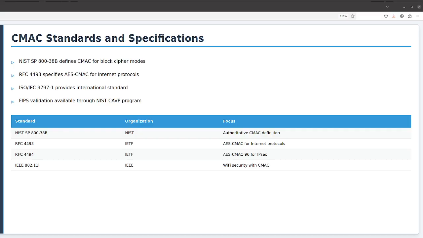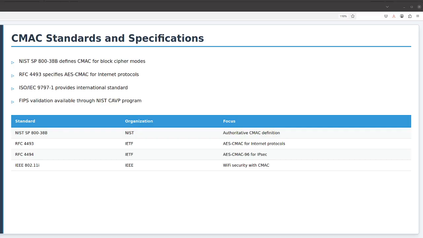In the context of IPsec, RFC 4494, titled The AES-CMAC-96 Algorithm and its use with IPsec, specifies how to use CMAC with IPsec protocols. It defines CMAC-96, which is CMAC with the output truncated to 96 bits, as this provides a good balance between security and overhead for IPsec authentication headers.